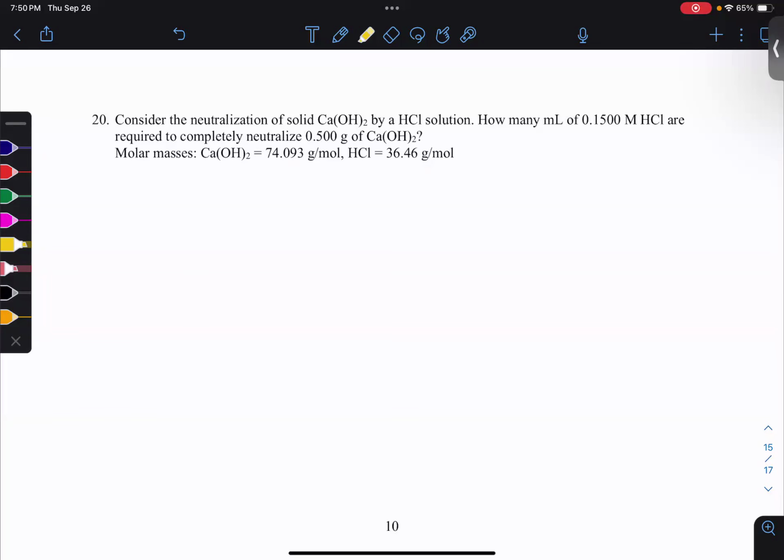Okay. So let's do 20 and then we'll be done. And maybe I'll have time for this demo. Oh, they didn't bring me my other thing.